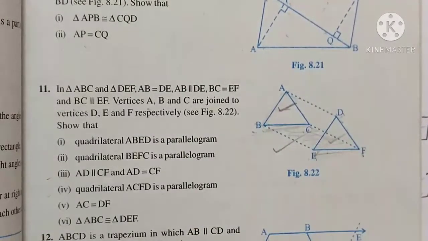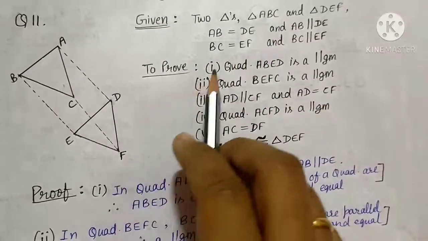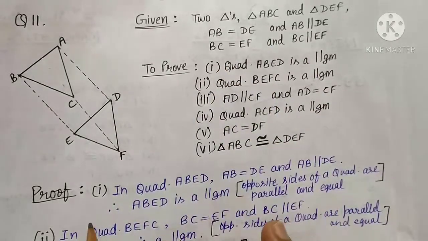So let's solve this question. We have written all the things which are given in the question, and what we have to prove we have written in this way. So this is the pattern to solve the questions. Now we have to start our solution in the form of a proof.